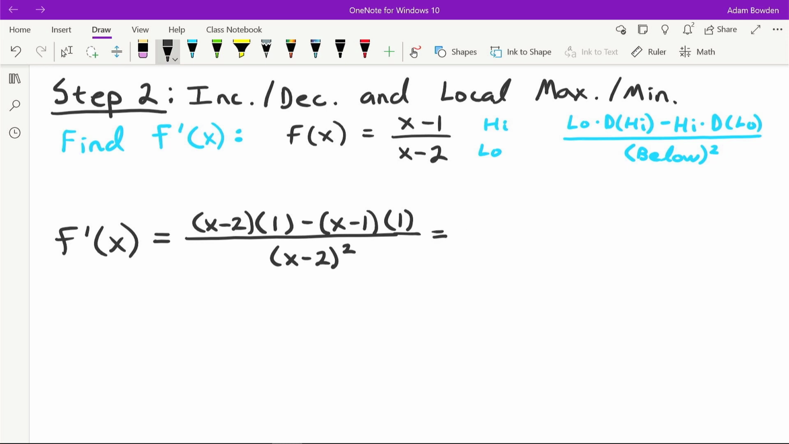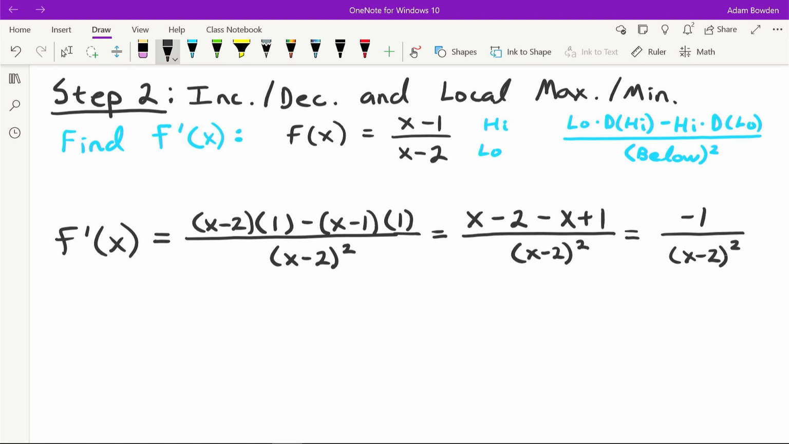We'll simplify what's on top. Up on top we'll have x minus 2 minus x plus 1, all over x minus 2 in parentheses all squared. And that's equal to, on top, just negative 1 divided by x minus 2 all squared.